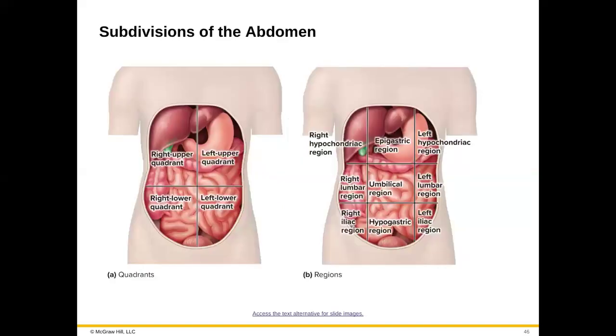Okay, so now looking at subdivisions of the abdomen. There's different ways that we can divide up the abdomen depending on how specific you want to be. So we can divide the abdomen up into quadrants, or we can do it into regions. So quadrants, quad obviously meaning 4. We can divide the abdomen into 4 different quadrants. So you can have the right upper quadrant, the left upper quadrant. You can have the left lower quadrant and the right lower quadrant.